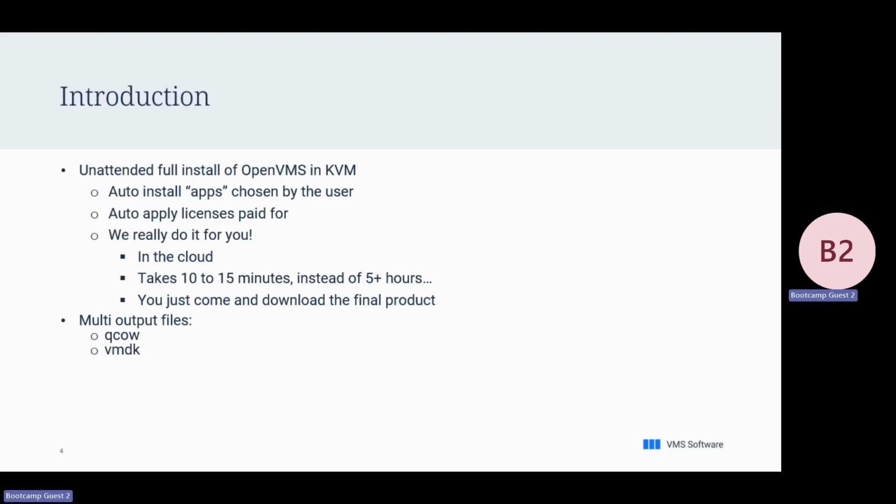Also, additionally, we have multiple types of output files. So for KVM, you could use QCOW, but also with ESXi, you would want to use VMDKs as well. So this is also what we do. You can use it not just in KVM, but also ESXi. And also, we implemented caching as well for this, so we don't overload our own services as well.